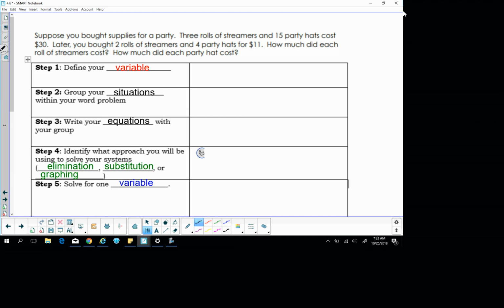So can I have a volunteer read the word problem? Volunteer read that word problem at the top.